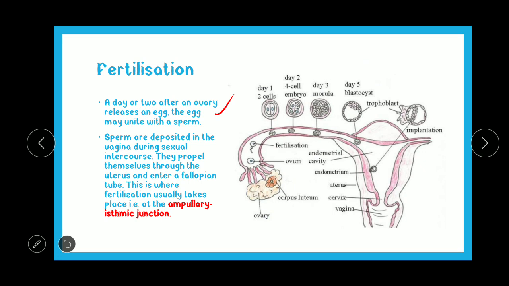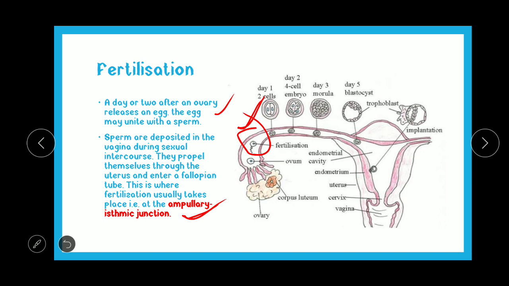Sperm are deposited in the vagina during sexual intercourse, and they propel themselves to the uterus, which we have already discussed. They travel around 2 lakh times their own length to fuse with the ovum, moving through the fallopian tube towards the egg. Fertilization takes place in the ampullary isthmic junction. You remember this word: the junction between the ampulla and isthmus. The fallopian tube has 3 parts: infundibulum, ampulla, and isthmus. So the ampullary isthmic junction is the place where fertilization takes place.